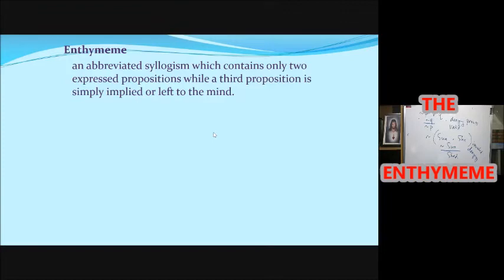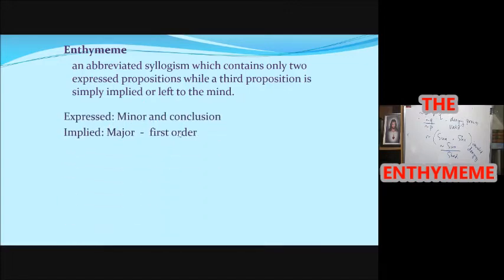So it contains only two propositions, while a third proposition is implied or simply left to the mind. Instead of the usual three, you only have two propositions there. Of course, there should be another proposition to complete the syllogism, but this third proposition is never stated. It is already implied in the two propositions, and therefore it's just in the mind of the speaker, or of the one who makes the enthymeme.